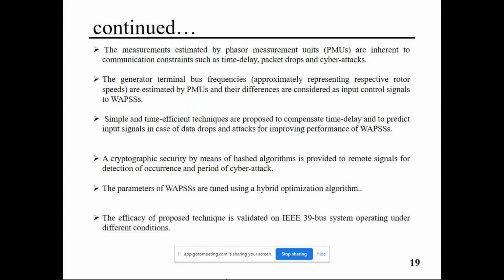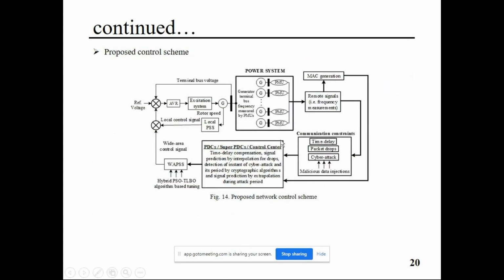So for the cryptography, you have the MAC generation, the time delay, packet drop, cyber attack, this is the malicious data injection, and correspondingly you are getting the time delay. You see, time delay compensation, I told you. First of all you have to model a delay. Now for the delay model, all of you know the transportation delay, its expansion with the Taylor series about a nominal operating point: 1 minus ts plus ts square by 2 factorial and so on, right?